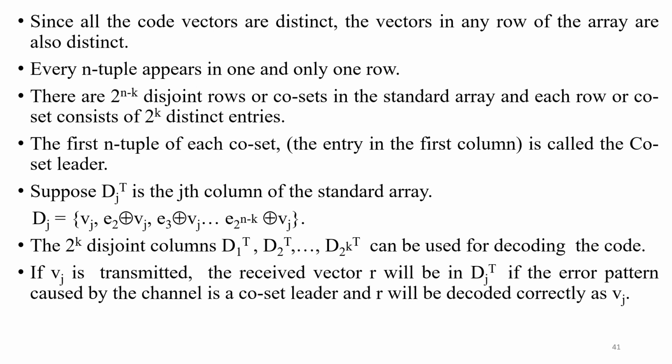Suppose Dj transpose is the jth column of the standard array, then Dj equal to Vj, E2 plus Vj, E3 plus Vj, up to E_(2^(n-k)) plus Vj. The 2^k disjoint columns D1 transpose, D2 transpose, up to D_(2^k) transpose can be used for decoding the code. If Vj is transmitted, the received vector R will be in Dj transpose if the error pattern caused by the channel is a coset leader, and R will be decoded correctly as Vj.